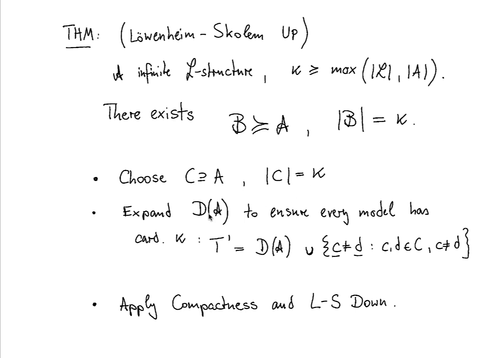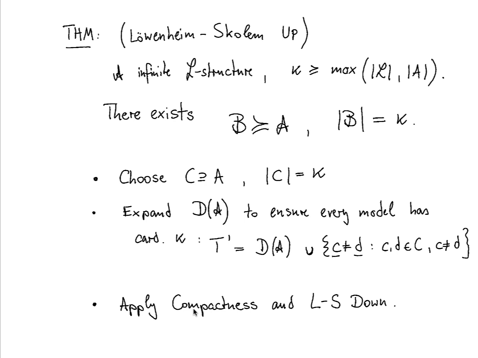Now we take the elementary diagram of A. Remember that we were able to characterize elementary extensions by being a model of that elementary diagram. So we take that, but now we need to ensure that every model has cardinality kappa. So we take T prime to be the elementary diagram and throw in new constant symbols for C, and require that for every two distinct elements in C, these constants are different. So we add that to our theory.